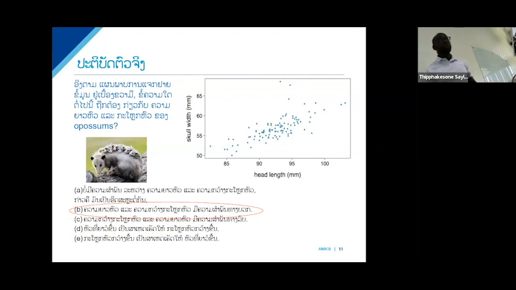But again, remember, I'm not saying that head length causes the skull width to be big. That's not what I'm saying. This is not causality. I'm just saying an association.